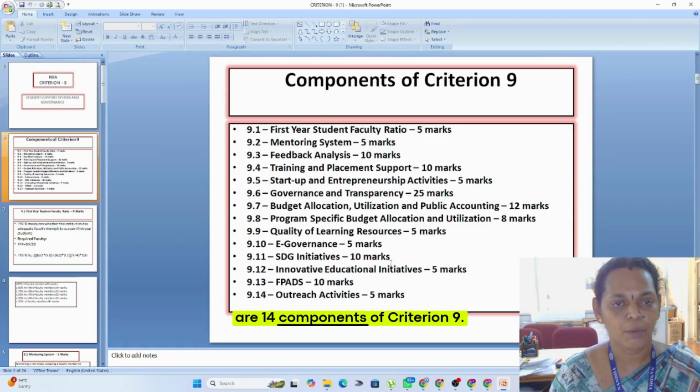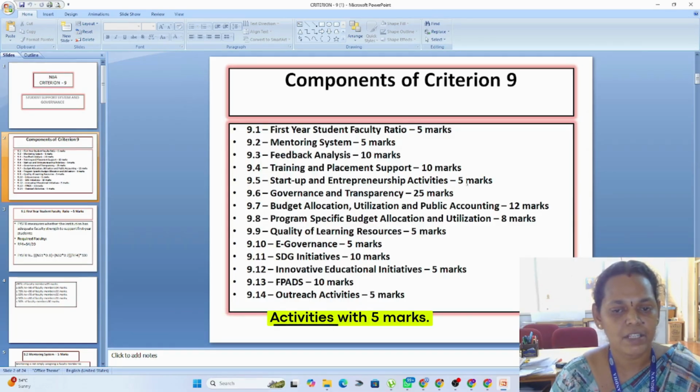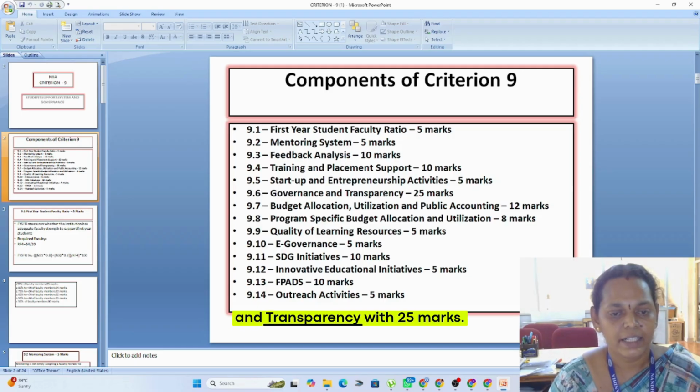There are 14 components of Criterion 9. The first one is 9.1 first year student faculty ratio with 5 marks. 9.2 mentoring system with 5 marks. 9.3 feedback analysis with 10 marks. 9.4 training and placement support, 10 marks. 9.5 startup and entrepreneurship activities with 5 marks. 9.6 governance and transparency with 25 marks.